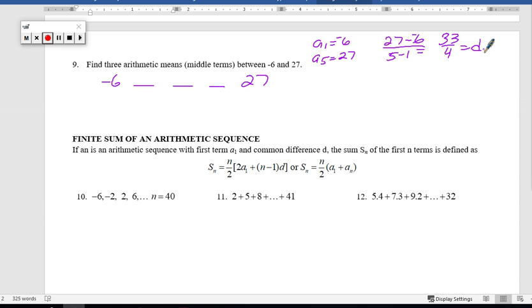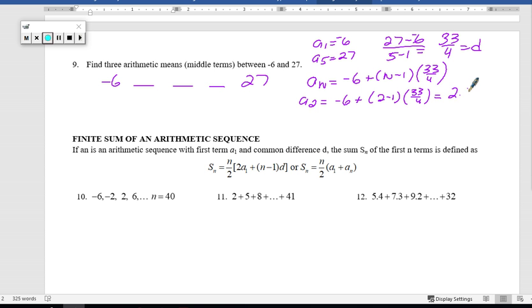So I know now that a sub n is equal to negative 6 plus n minus 1 times 33 over 4. So now if I want to find a sub 2, it's going to be negative 6 plus 2 minus 1 times 33 over 4. That is going to get me a total of 2.25. So a sub 2 is 2.25.